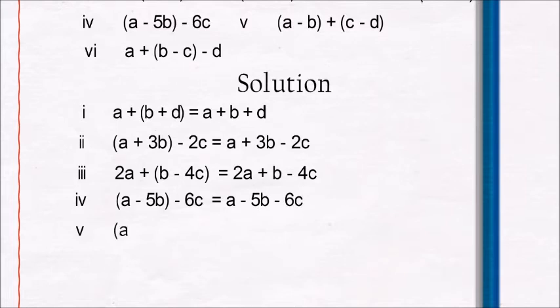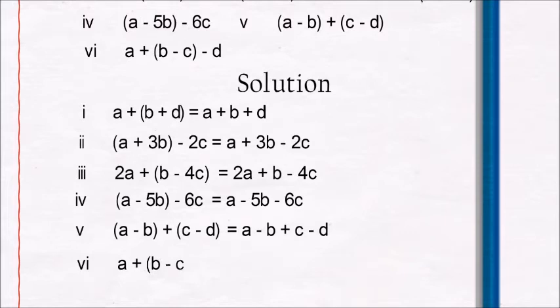5. Open bracket A minus B close bracket plus open bracket C minus D close bracket. If we simply remove the brackets, we'll be left with A minus B plus C minus D. And in 6, A plus open bracket B minus C close bracket minus D. Now, when we remove the bracket, all we'll be left with will be A plus B minus C minus D. Now, this is pretty straightforward.